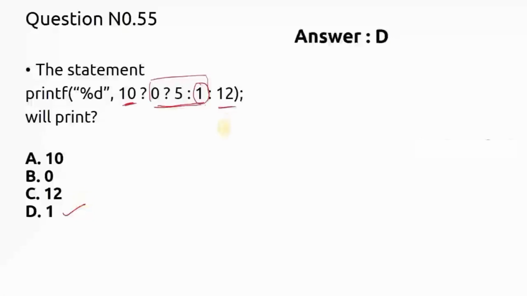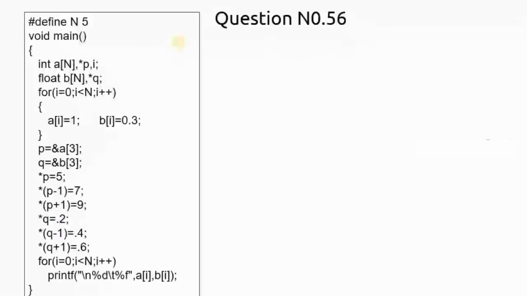Like this we will consider if there is more than one ternary operator. If you find here something like 0, directly it will take the 12 value. So it will not consider this one. So that is the main difference. Coming to question number 56. This is the program with respect to pointers.